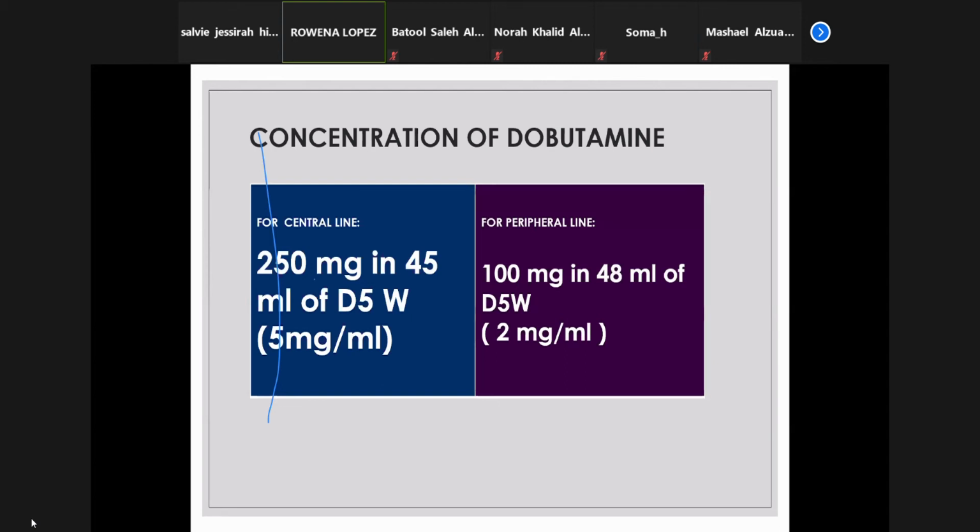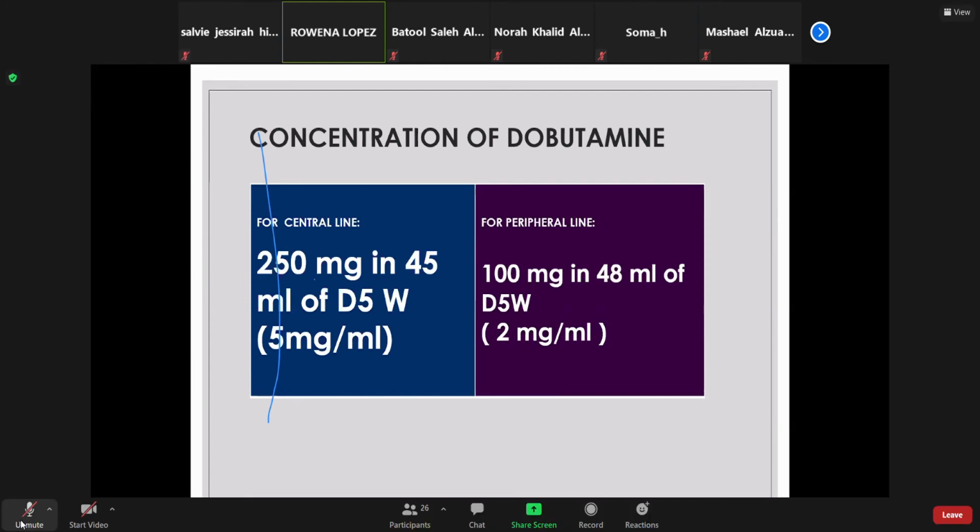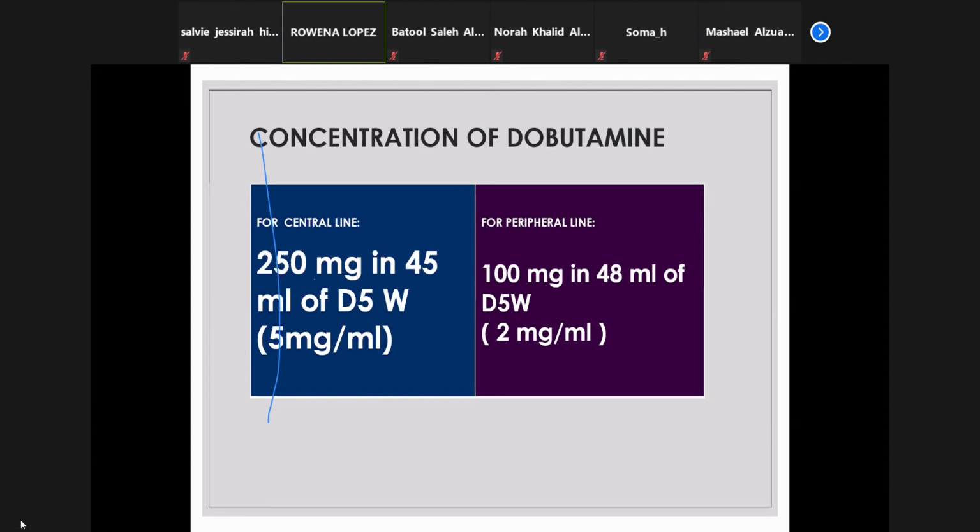and inotropic agents, okay? So for central line, dobutamine 250 milligrams in 45 ml of D5 water or normal saline. These are the two most compatible IV fluids. The first one is actually D5 water, but since we have a lot of diabetic patients, to avoid raising the blood sugar, we are using the NS. So it is 5 milligrams per ml.